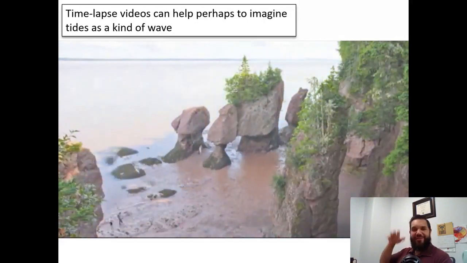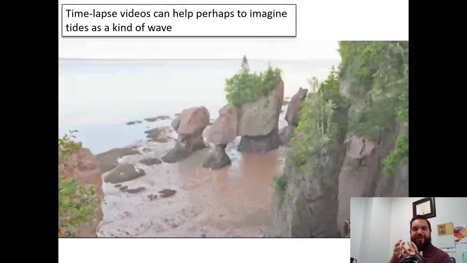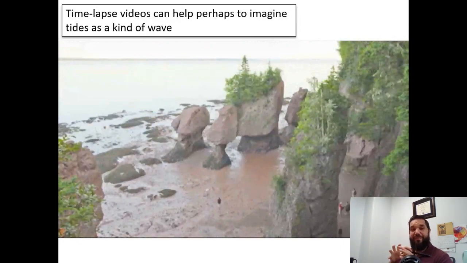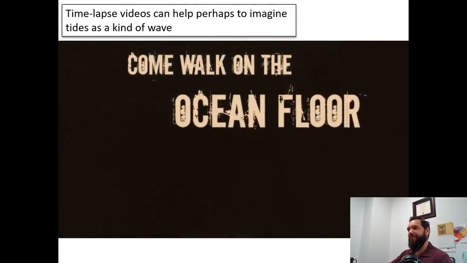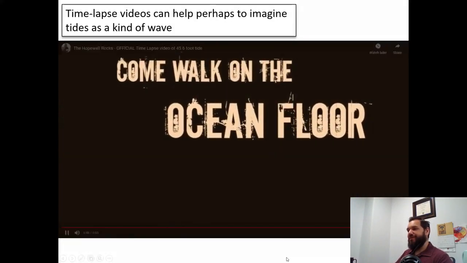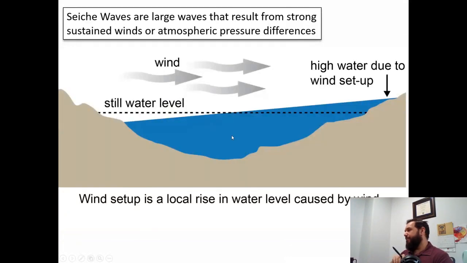So if we just repeated this video over and over, and if we had to speed it up even a little bit more, it would just look like a normal wave. The water comes in, the water goes out, the water comes in, the water goes out, right? So tides are waves, right?